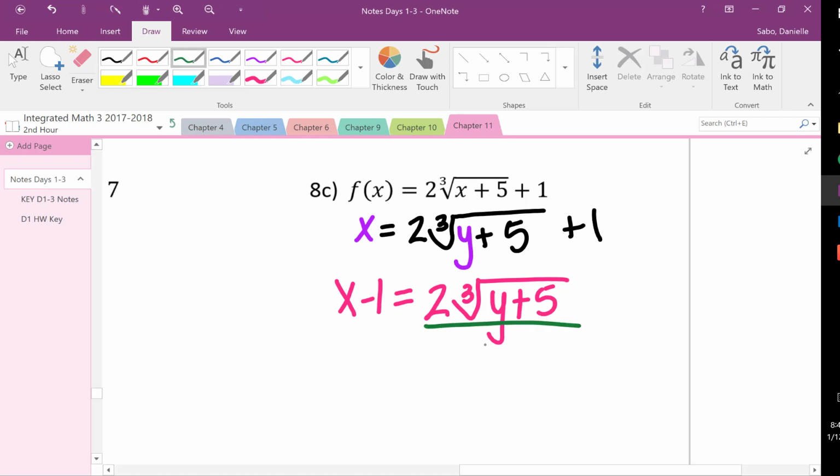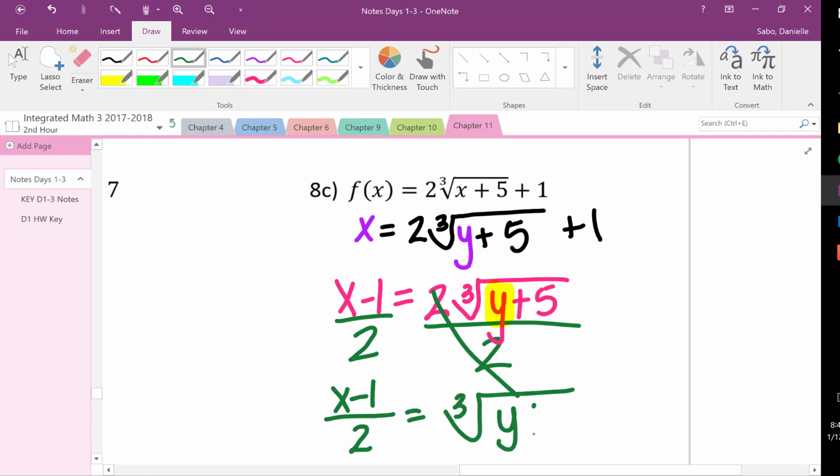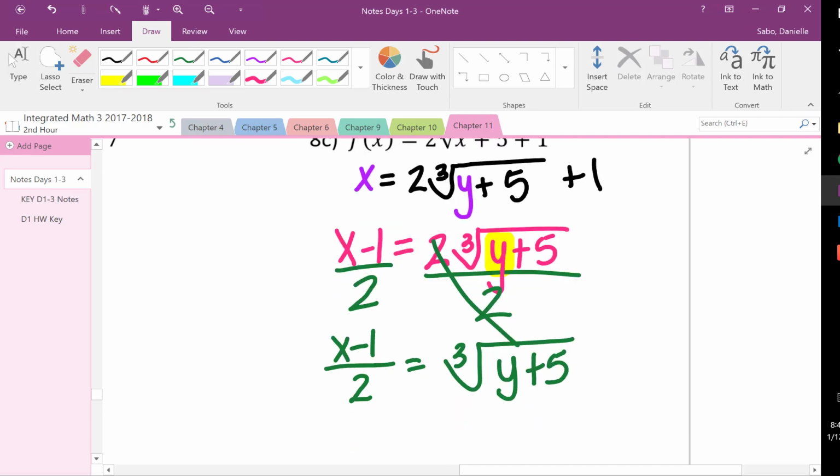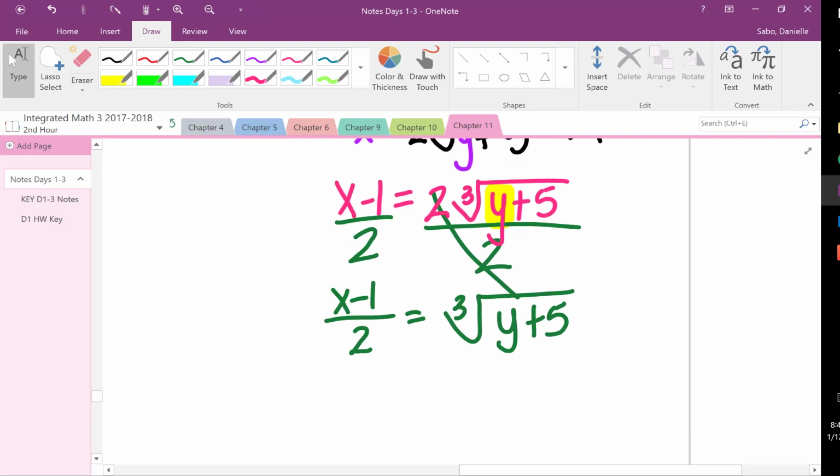Okay, so again, our goal is to get y by itself, and if it helps you, highlight y so you know that's the goal. So now I have x minus 1 all over 2. These cancel. The cube root of y plus 5. Now we're back at that situation where we kind of were doing an 8a. I have this whole thing under the radical. How do I get rid of cube root? I cube it. Thank you. Yeah, you guys are picking that up. Awesome. So in order to get rid of a cube root, I must then cube it. That cancels.